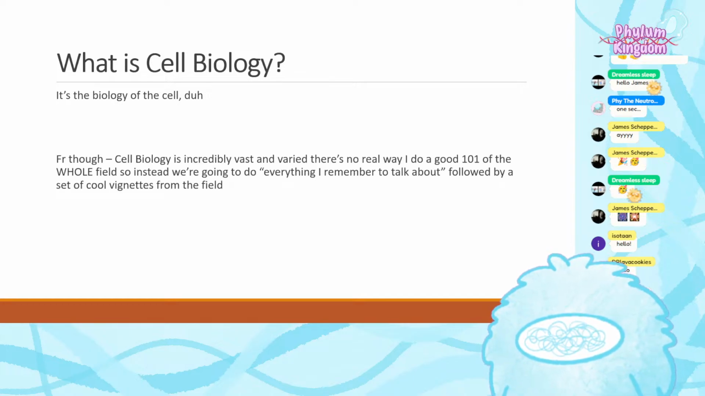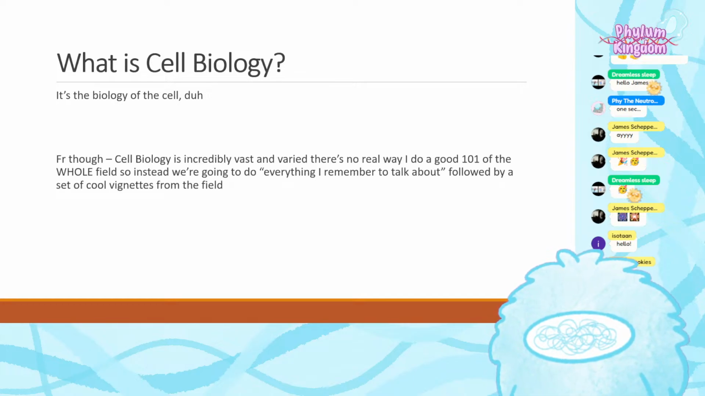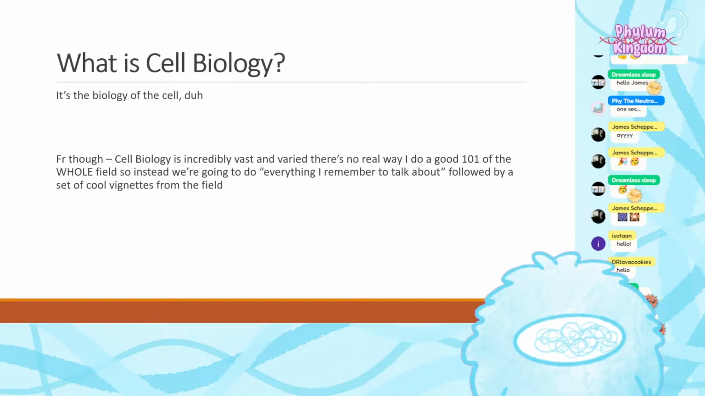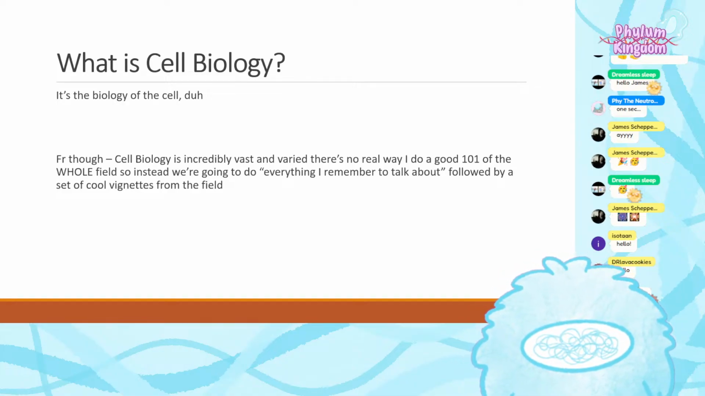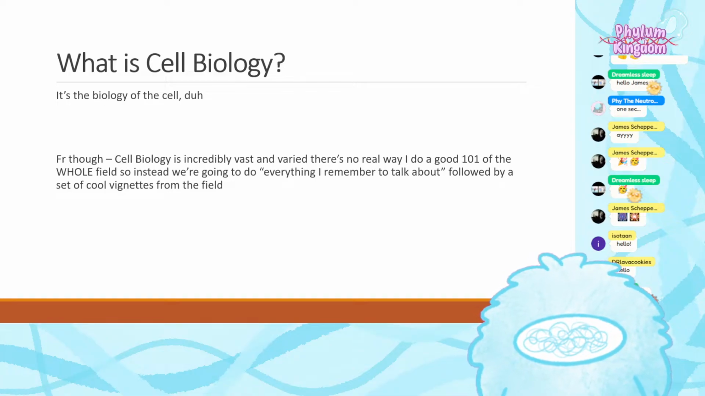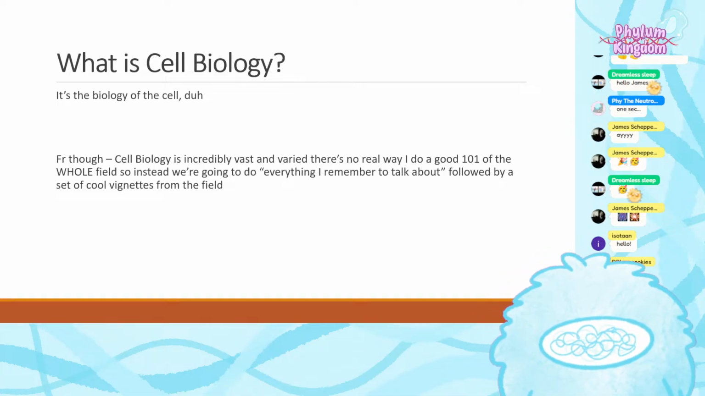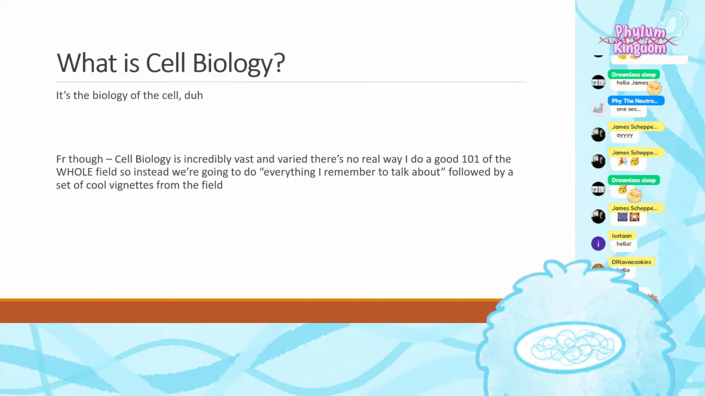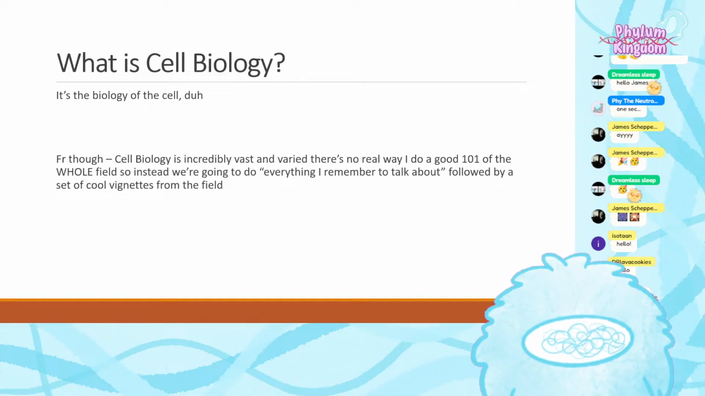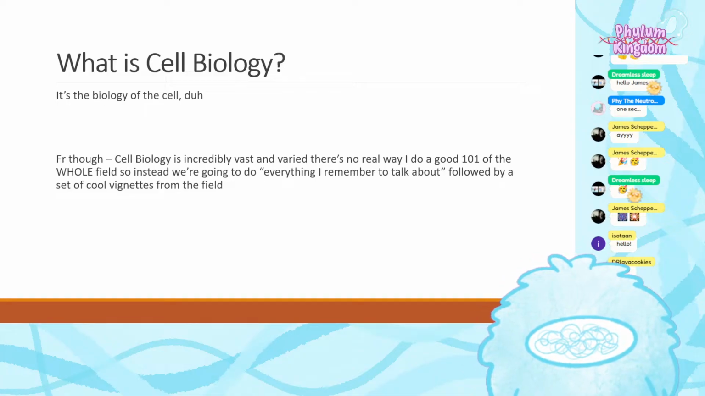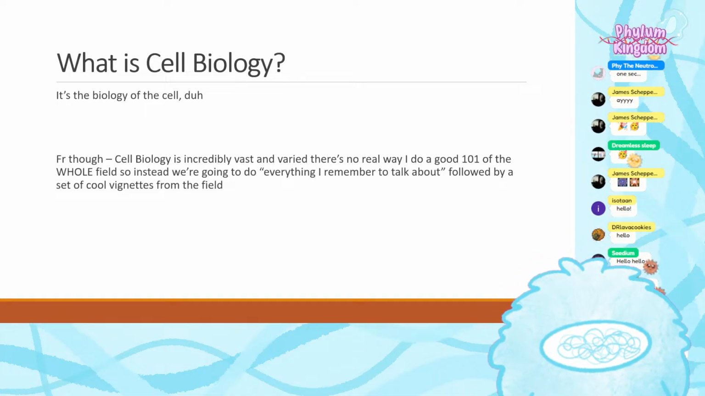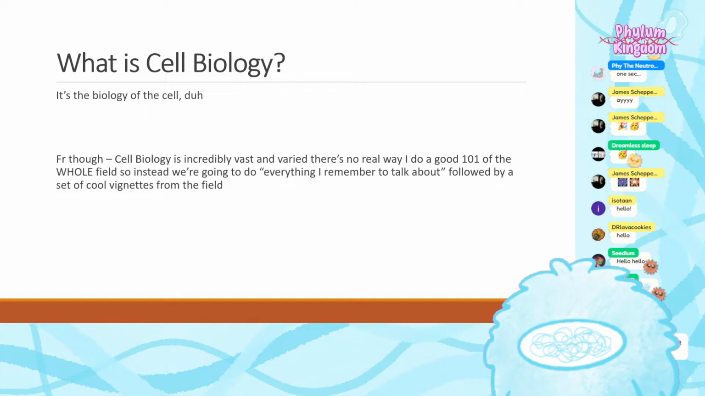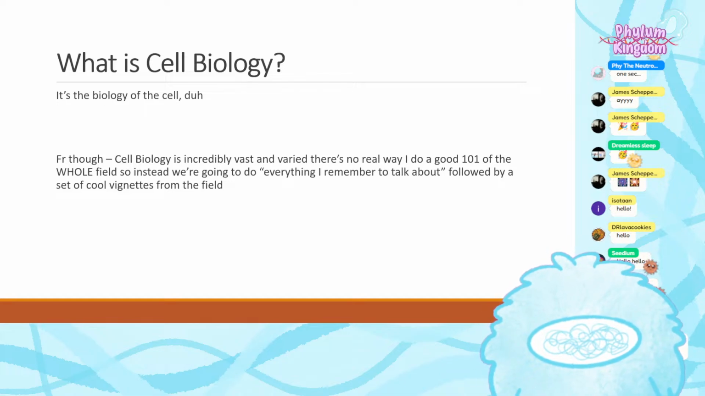But it has to be this vague, I think, because cell biology is so vastly varied, right? It's incredibly vast. It covers so many different things that there's no way that I do an actual 101 on the whole field of cell biology. So instead, we're going to format this with basically everything that I personally remember about cell biology and then some cool vignettes, I think. That is the best way that I thought to do this, because there's a lot that the cell does, and it's really impossible to talk about all of it in one stream.